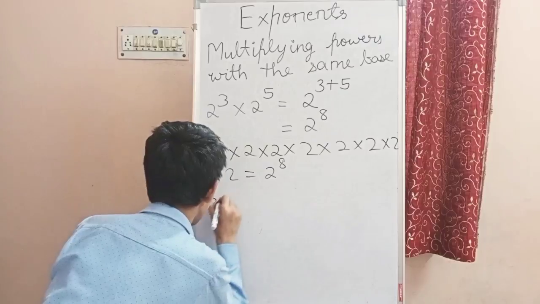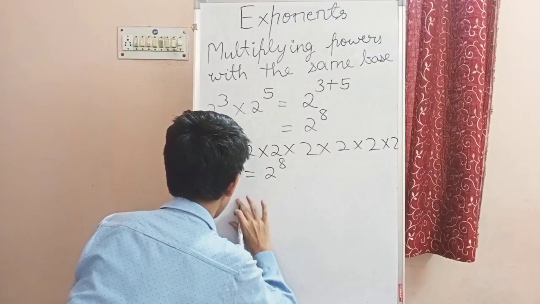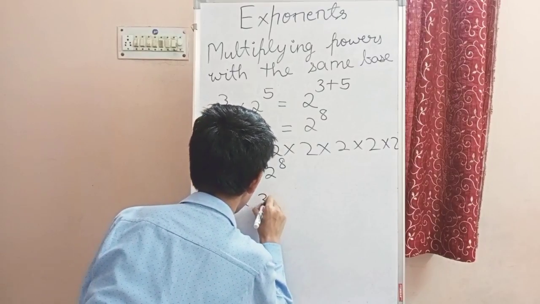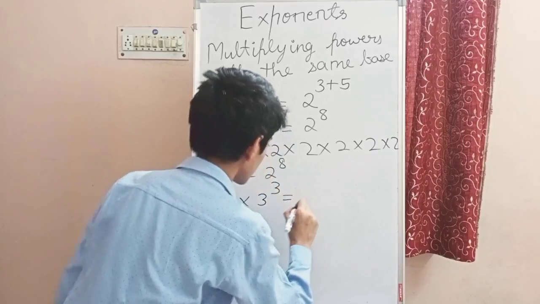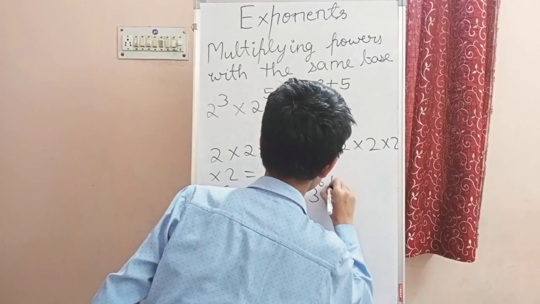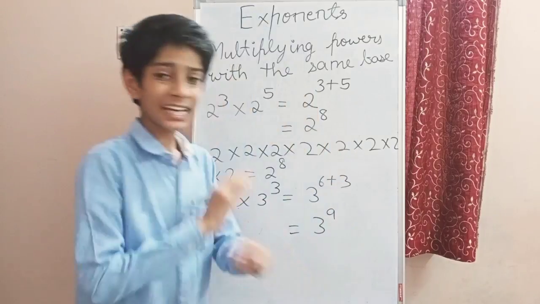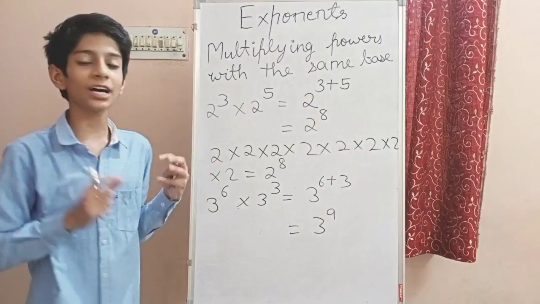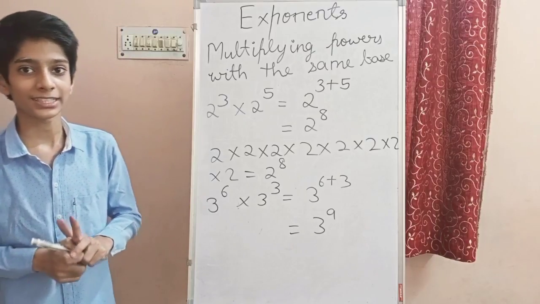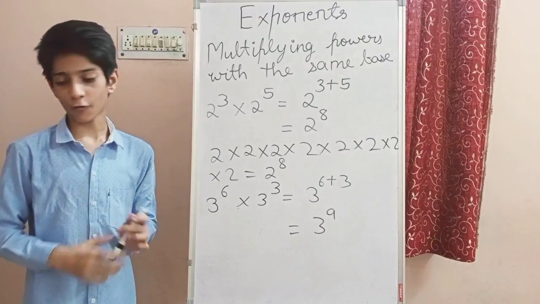Like there is 3 raised to the power 6 into 3 raised to the power 3. So it becomes 3 raised to the power 6 plus 3. So it becomes 3 raised to the power 9. It is a very easy method and this is the first law of exponents. Now I will tell you the second law of exponents.